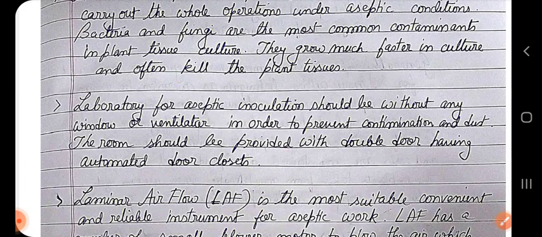Laboratory for aseptic inoculation should be without any window or ventilator. Yes, this is needed. Normally, we know that in the laboratory there are working areas. There should be exhaust fans for removing the smoke that emerges from the chemicals. Otherwise, suffocation occurs. But in this condition, we need an air conditioner installed. At the same time, we also have to think that windows and ventilators should not be present, because through that area contaminants may come, dust particles may come.